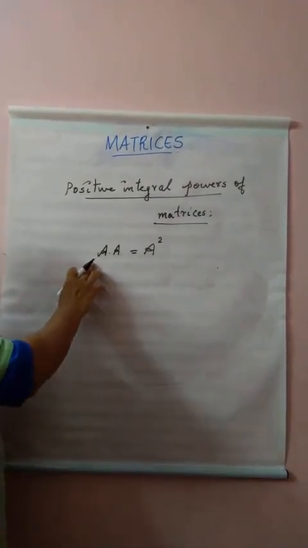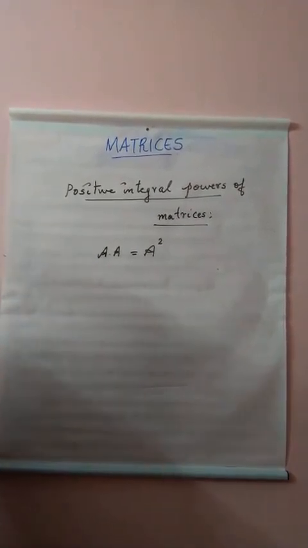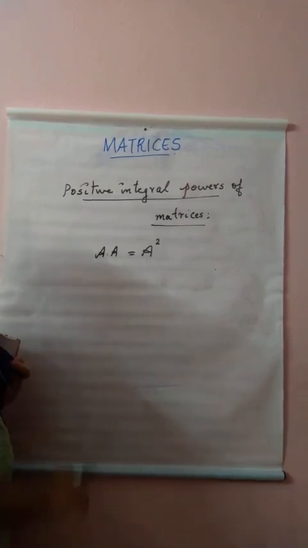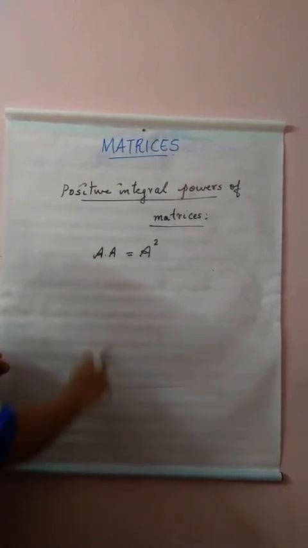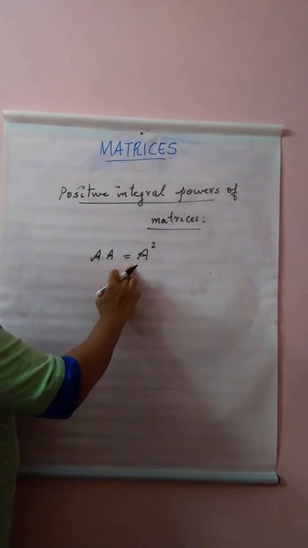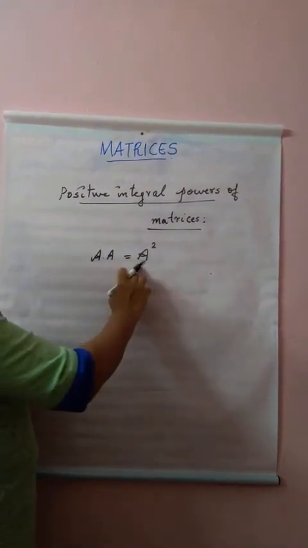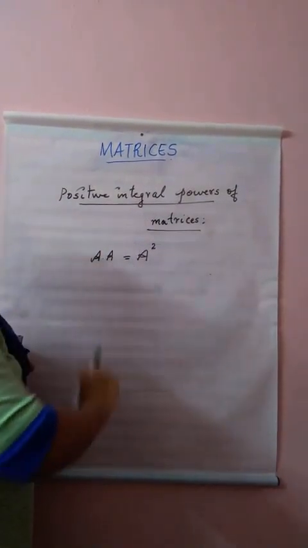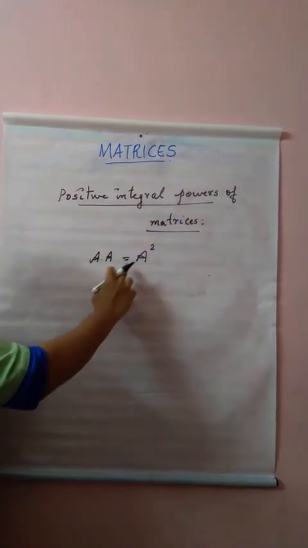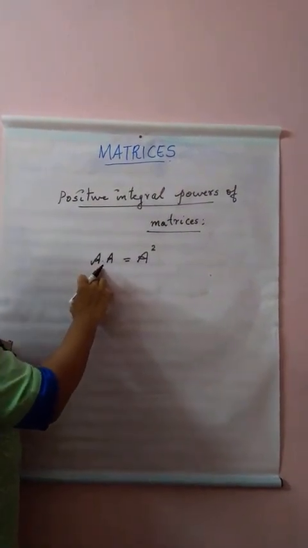So, if A is any matrix, then the product AA is defined only when A is a square matrix, and we define A into A as A square. We denote it by A square. That is the positive integral powers of matrices. So, A square is defined only when A is a square matrix.